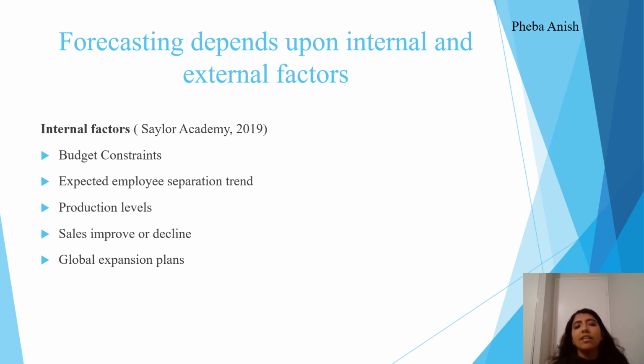The next thing is sales improve or decline, which means the number of patients will increase or decrease in the future. According to their previous data, they have some idea about that. Depending upon that, they do the recruitment process. The next thing is global expansion plans, which means the organization has to decide whether to extend their branches to other places or not. Depending upon that they are doing this recruitment.